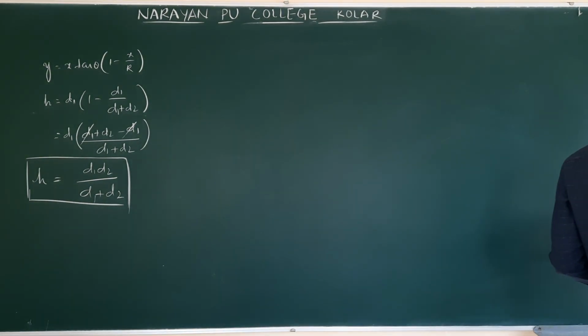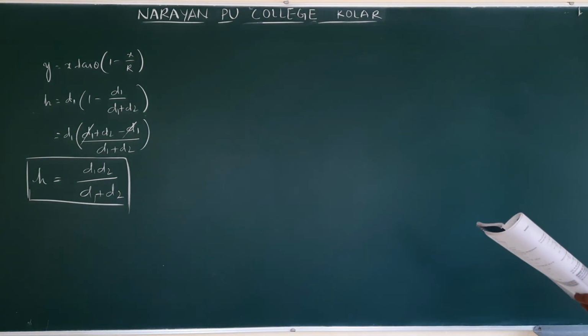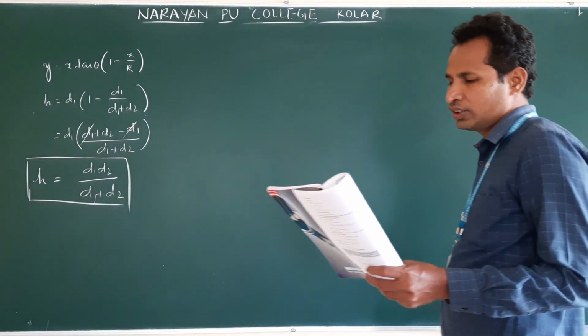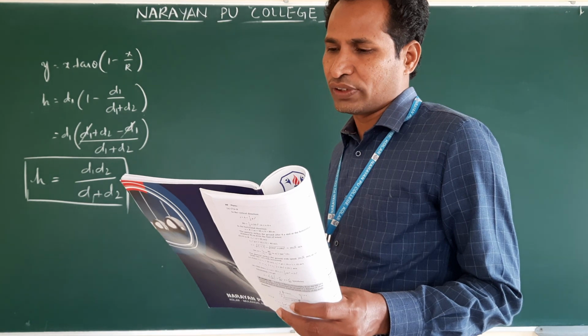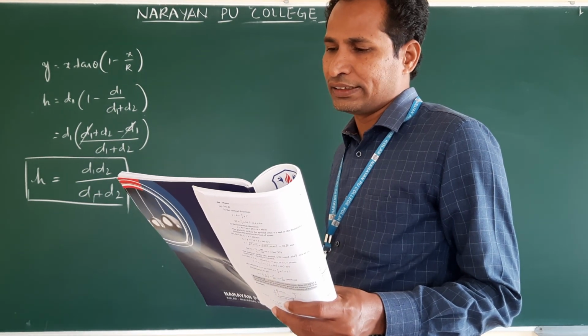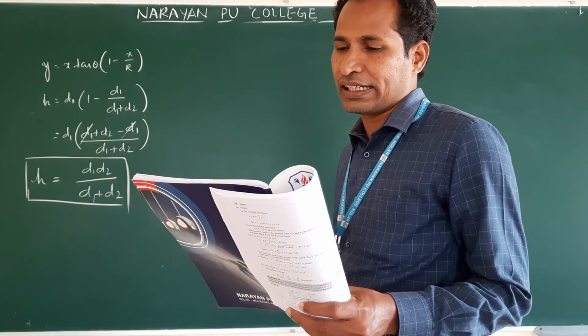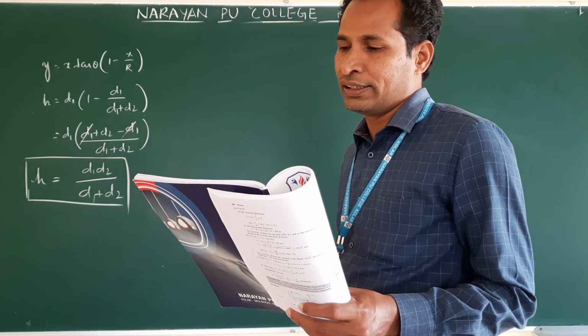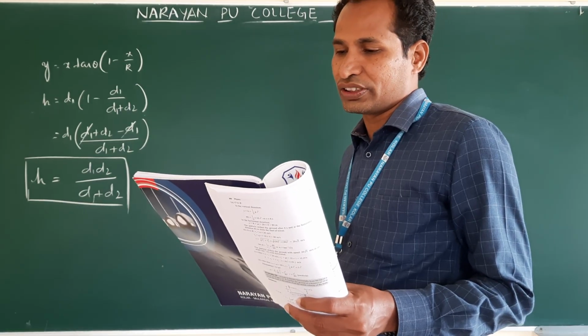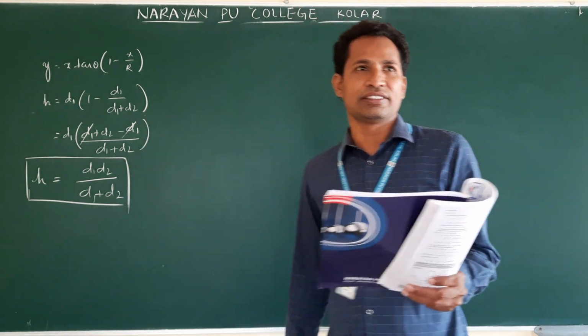Now come to test your knowledge. A projectile is fired with a velocity u at some angle theta and has a range r. The initial velocity is doubled and the angle of projection is the same, then the range will be?